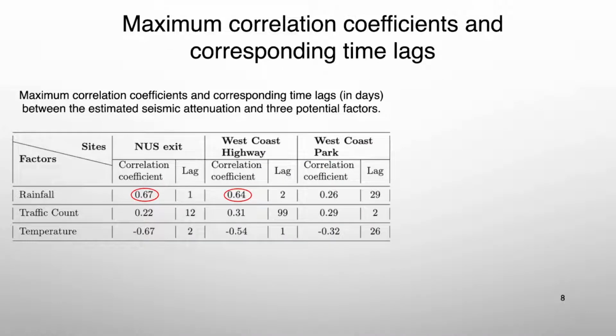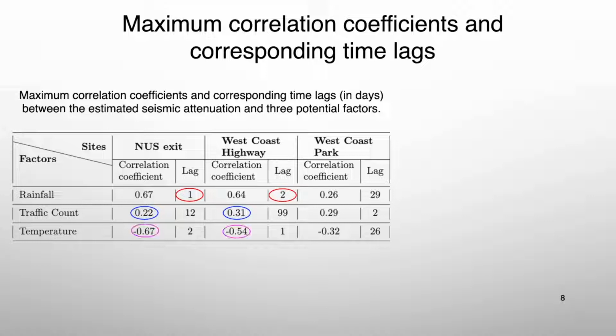The correlation coefficients between the estimated seismic attenuation and rainfall at NUS and heavy sites are 0.67 and 0.64 respectively. The corresponding time lags are 1 and 2 days for these 2 sites respectively. However, it is hard to determine if the seismic attenuation is influenced by traffic count within such a short time period.